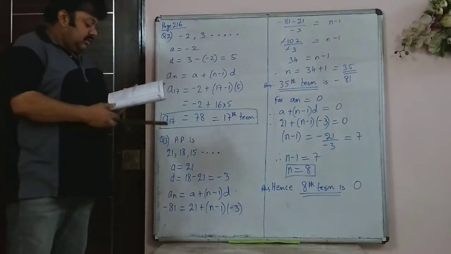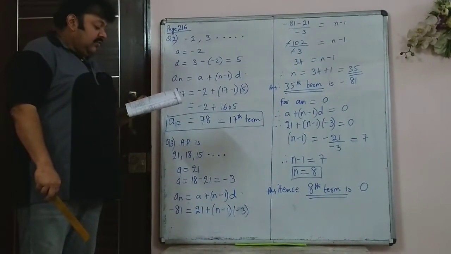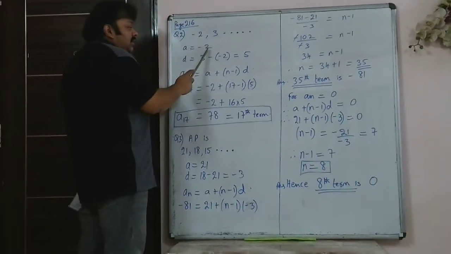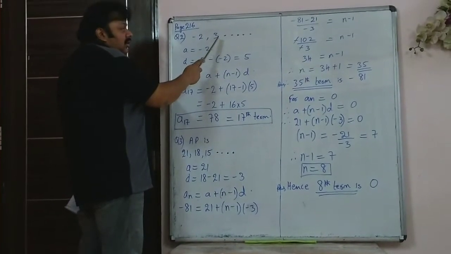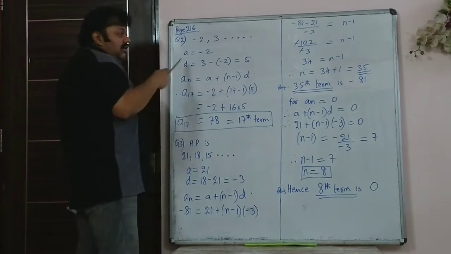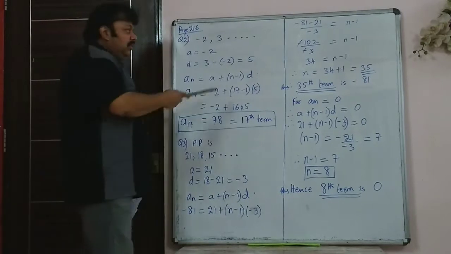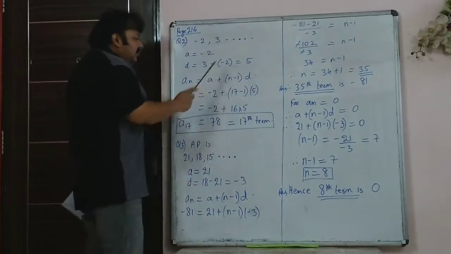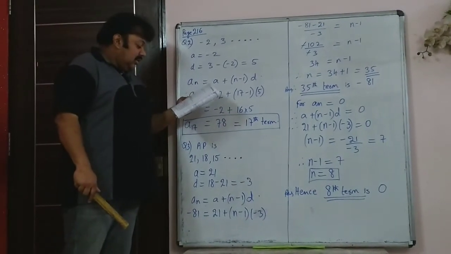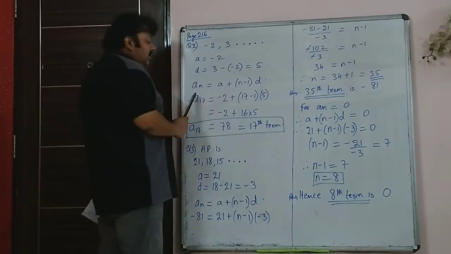Page 216, the second question. You are asked to write the 17th term of an AP whose first 2 terms are minus 2 and 3. So the first term is minus 2, second term is 3. So second term minus first term will give you the common difference. It is already given that it's an AP, you are not required to verify whether it's an AP. So D is 5. Now it is asked to write the 17th term. So you have to find what is the 17th term.